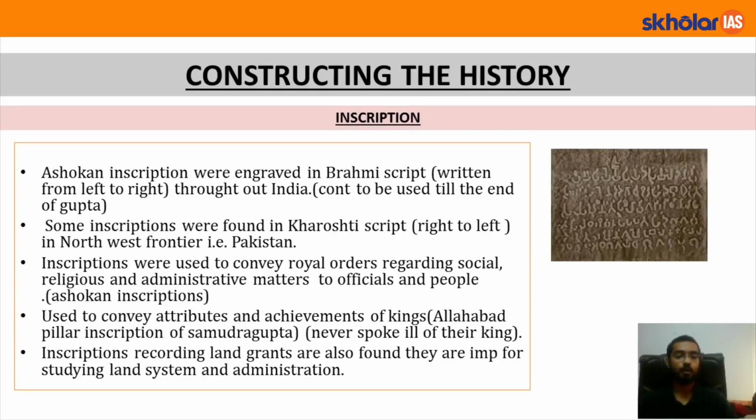Inscriptions were used to convey royal orders, like the Ashokan inscriptions. They contained royal orders regarding social, religious, and administrative matters to officials as well as to the people. They also conveyed the attributes and achievements of the king, like the Allahabad pillar inscription of Samudragupta and the Mehrauli pillar inscription of Chandragupta I. They never spoke ill of their king because they were written by the court poet. The Allahabad pillar inscription was written by Harisena, the court poet of Samudragupta. I hope this is clear.